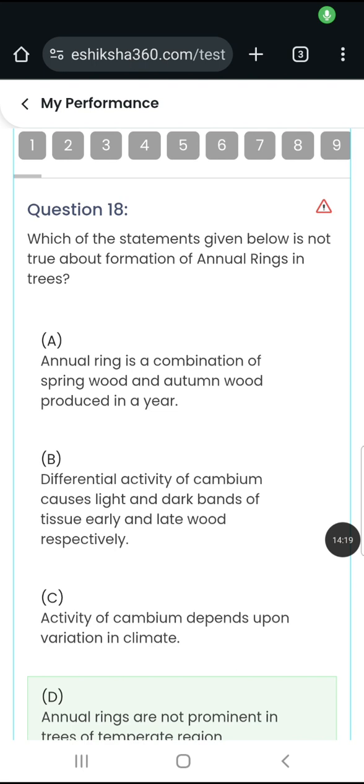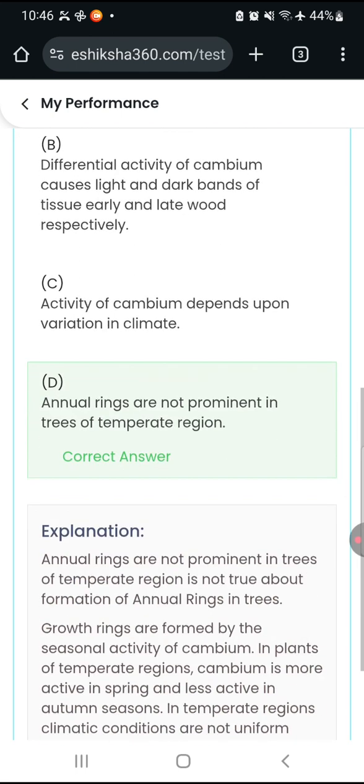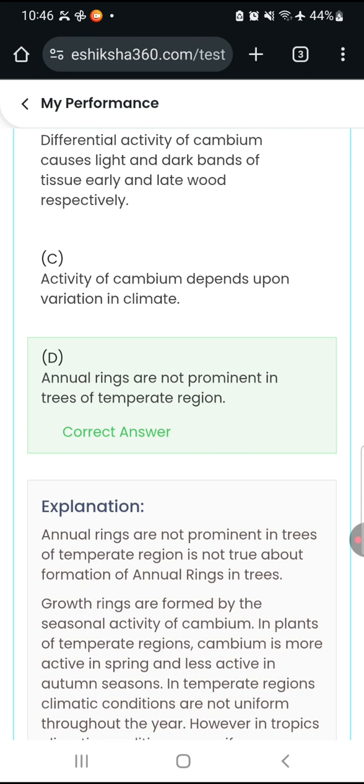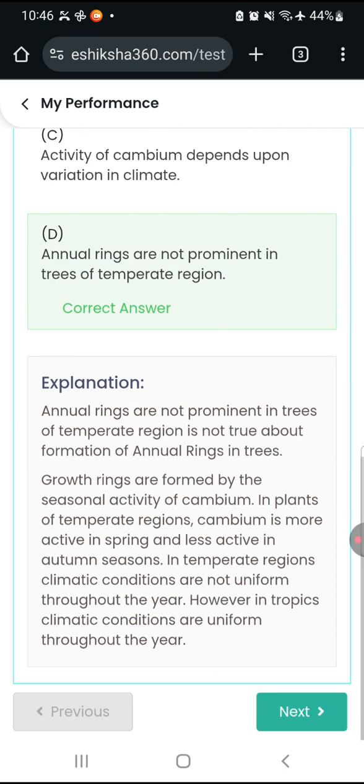Question: which of these statements given below is not true about formation of annual rings in trees? Answer: annual rings are not prominent in trees of temperate region. Explanation: annual rings are not prominent in trees of temperate region is not true about formation of annual rings in trees.